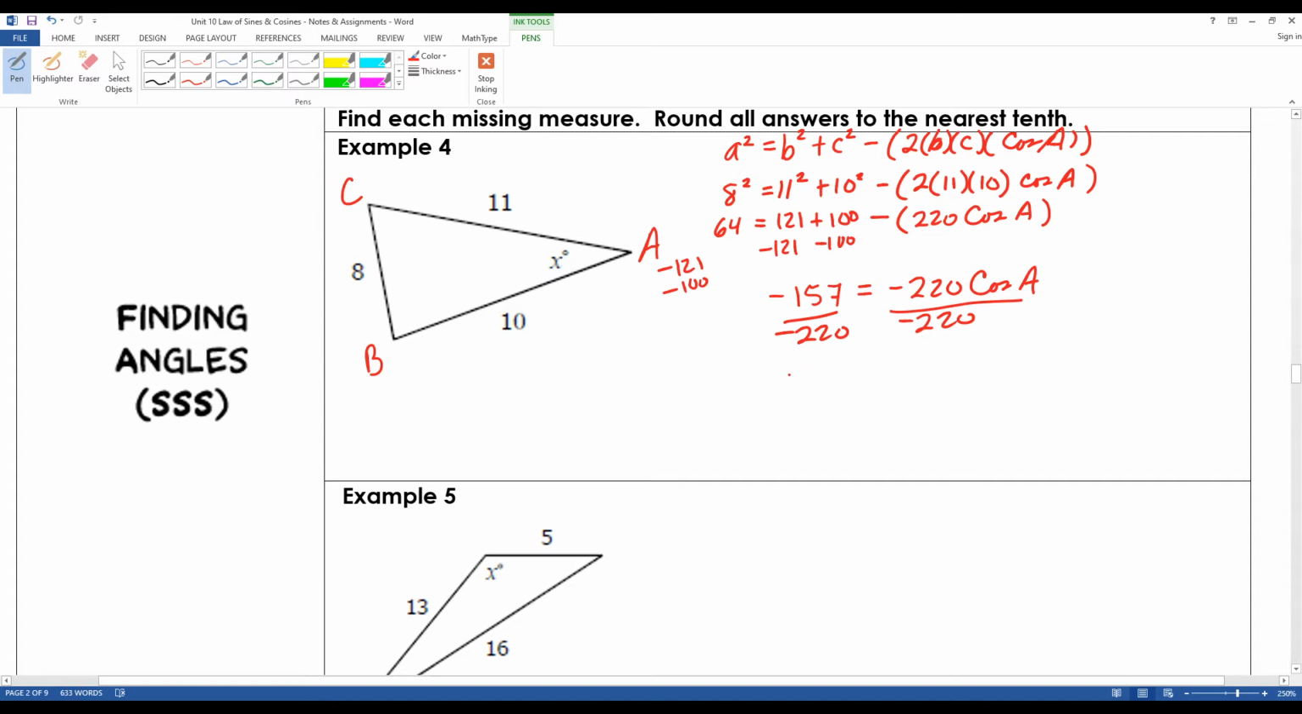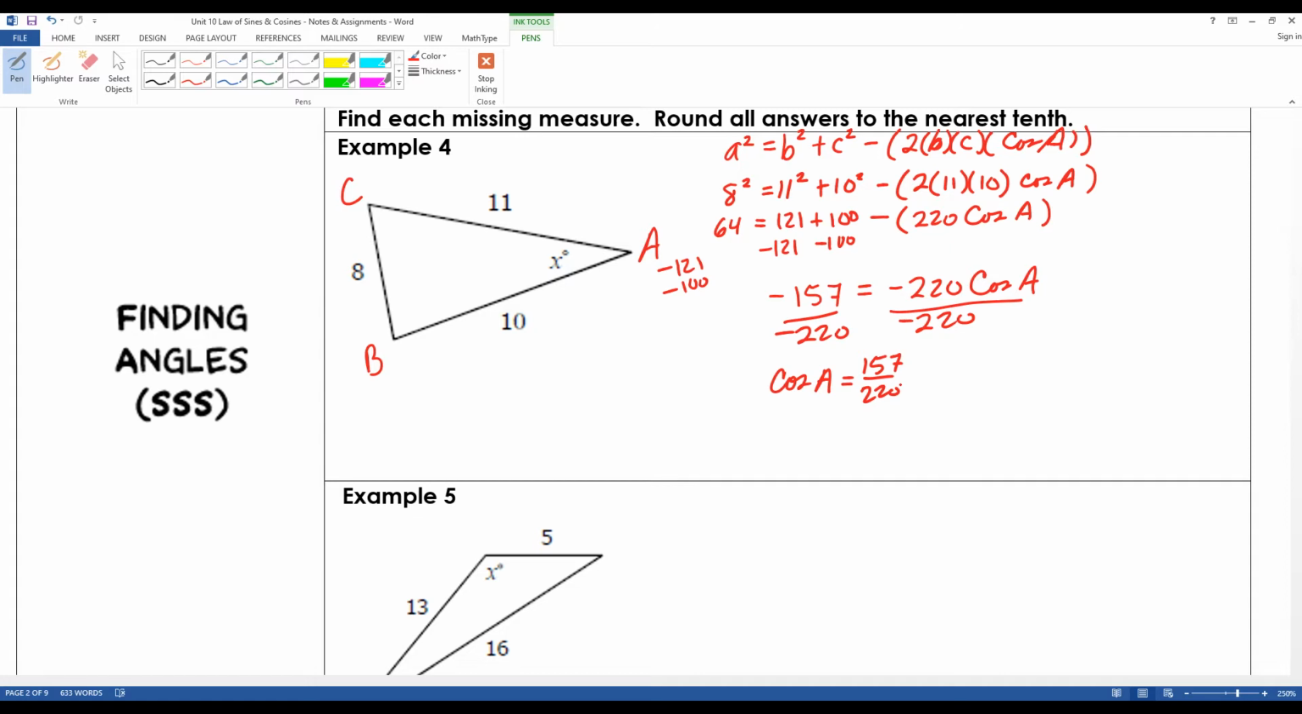So here's what we have. I'm going to write the cosine first. We have the cosine of A equals 157 over 220. If you want the decimal, great, but I suggest not using the decimal at this point because the next step, if you remember back last unit or two, or was it last unit?